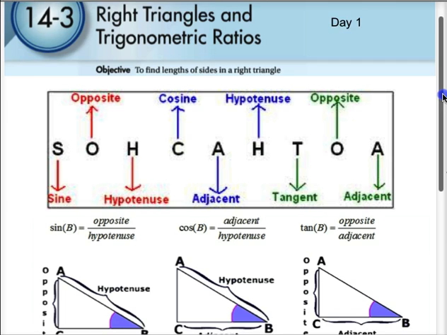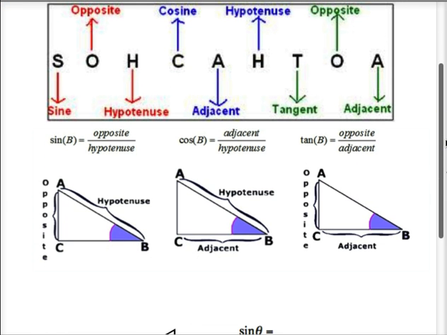So hopefully you know the phrase SOHCAHTOA. SOHCAHTOA reminds you, when you use sine, cosine, and tangent, what relationship you're talking about. So SOH means sine is opposite over hypotenuse. The CAH means you're talking about cosine, and the cosine is adjacent over hypotenuse. And TOA is talking about tangent being opposite over adjacent.